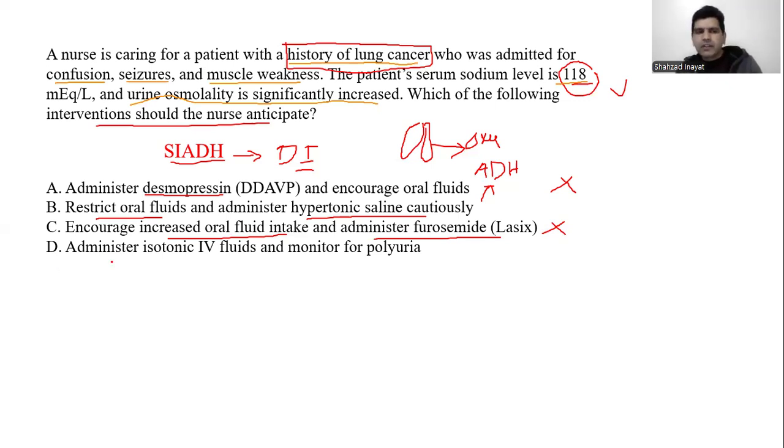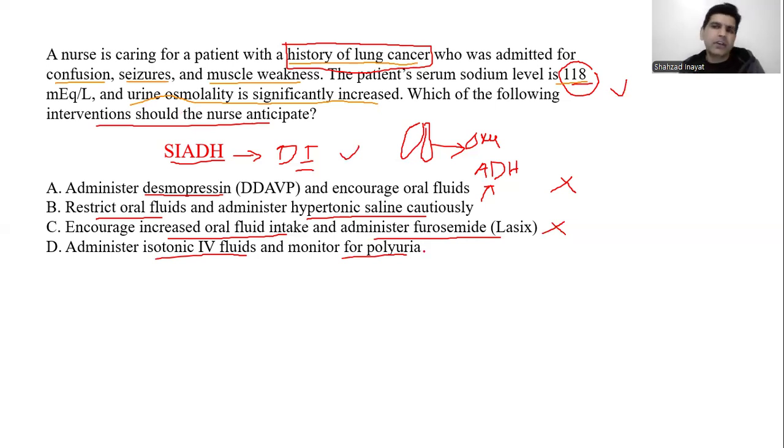The last option is administer isotonic IV fluids. Based on this value, 118 sodium value, this is significantly low. We cannot correct this hyponatremia with isotonic IV fluids. Rather, we need to give hypertonic IV fluids like 3%, right? And monitor for polyuria. So polyuria is a symptom of diabetes insipidus, not SIADH.